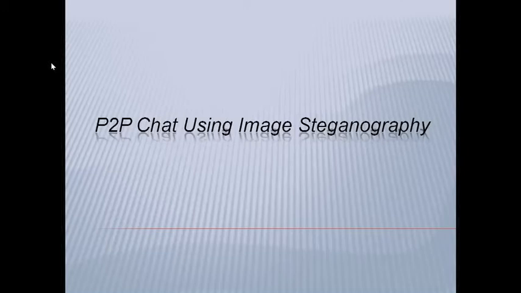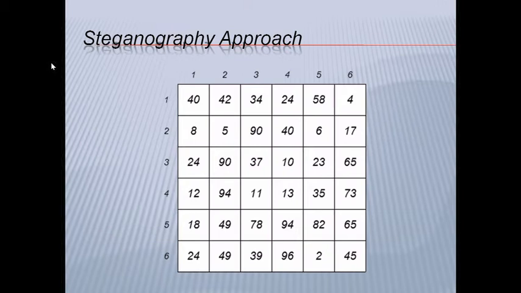Hello everyone. Our project is a peer-to-peer chat application using image steganography. I will start by discussing the implemented steganographic approach. The approach relies on pixel swapping inside the image ports.